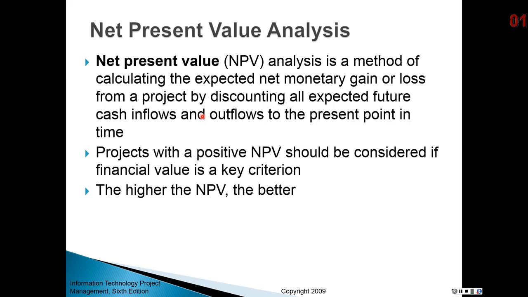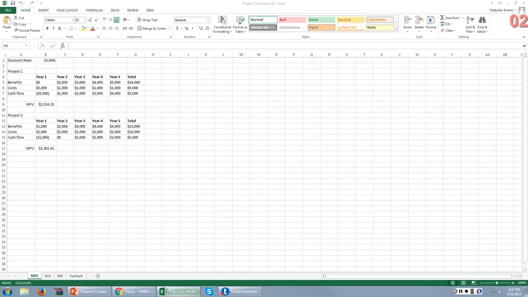In order to show you how to calculate net present value, ROI, internal rate of return, and so forth, I created an Excel sheet, and the example that I'm showing you in this Excel sheet is 100% the same as the one in your textbook. So how do you do net present value calculations or modeling? Imagine you have two projects, project 1 and project 2.